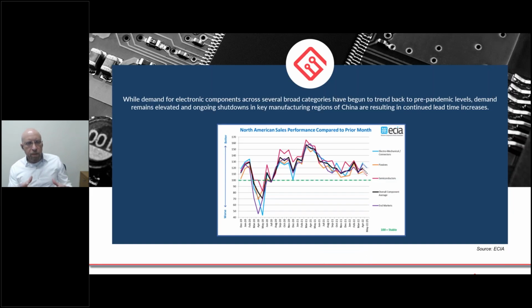So today, what we are seeing is the demand for components across several categories does appear to be going down, but it is still well elevated from what the Electronic Components Industry Association would call stable levels. So we can see the electrical, mechanical, passives, the semiconductors, all of these are starting to go down. However, with ongoing shutdowns in the key manufacturing regions of China, we are continuing to see increased lead times.